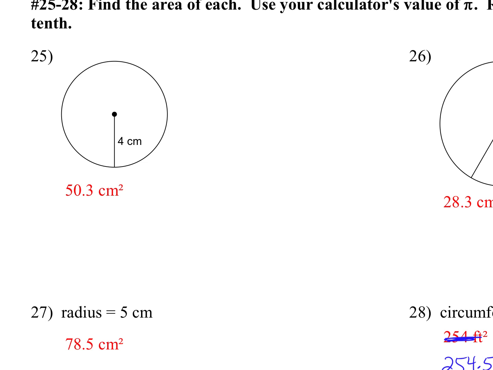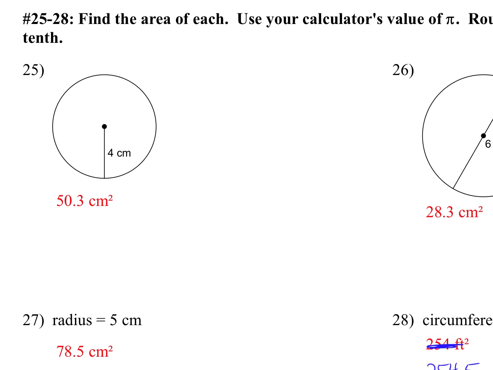25 says let's find the area and use your calculator's value of pi. So the area formula is pi r squared. So 4 is the r because it only goes halfway across. So area is equal to pi 4 squared. You just literally type that right in your calculator and you'll get 50.3.